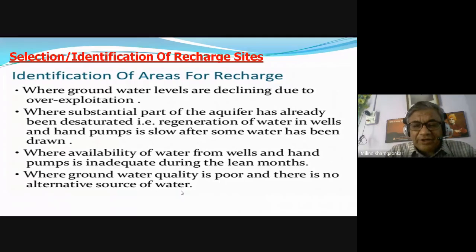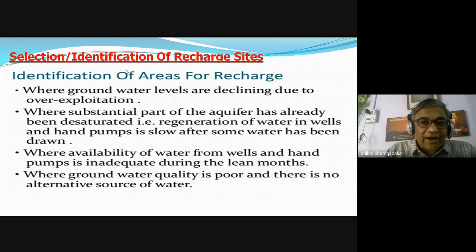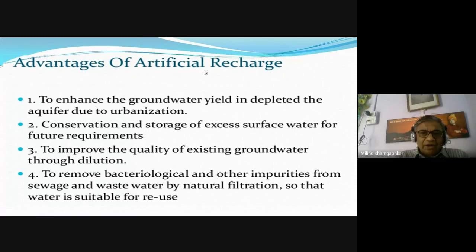So to reduce their intensity and quantity, if we do groundwater recharge there, it will improve the groundwater quality. So at all such locations, at all such areas, we need groundwater recharge on priority. Such sites are to be located and identified, and then the recharging of the groundwater is to be planned there. What are the advantages of the artificial recharge?